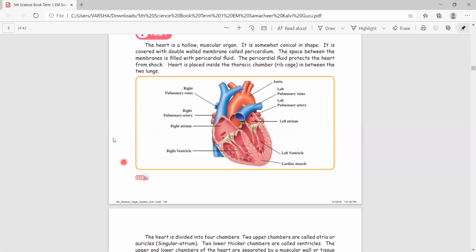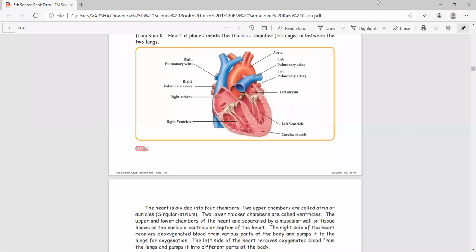If a shock comes, we can have a heart attack. The heart is protected by the rib cage and lies between the two lungs. I told you before that it is protected by the rib cage, between the lungs.